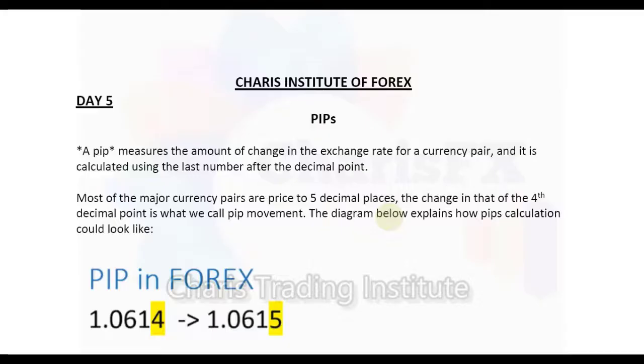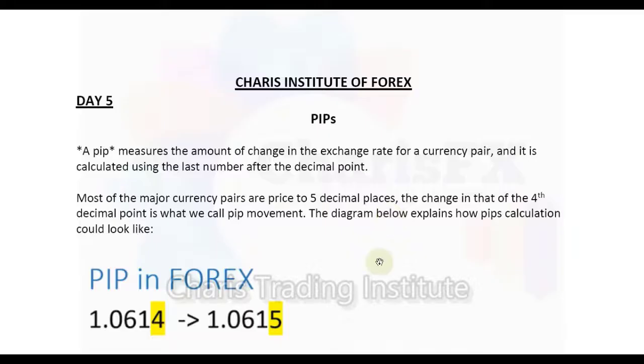So what is a PIP? A PIP measures the amount of change in the exchange rate for a currency pair. Literally what a PIP means is that it determines the quantity or amount of exchange that's happening or has happened in the Forex market or on a currency pair. This PIP is calculated using the last number after the decimal point. Take note of this. A PIP is calculated using the last number after a decimal point, and we have said that a PIP measures the amount of change in the exchange rate for a currency pair.